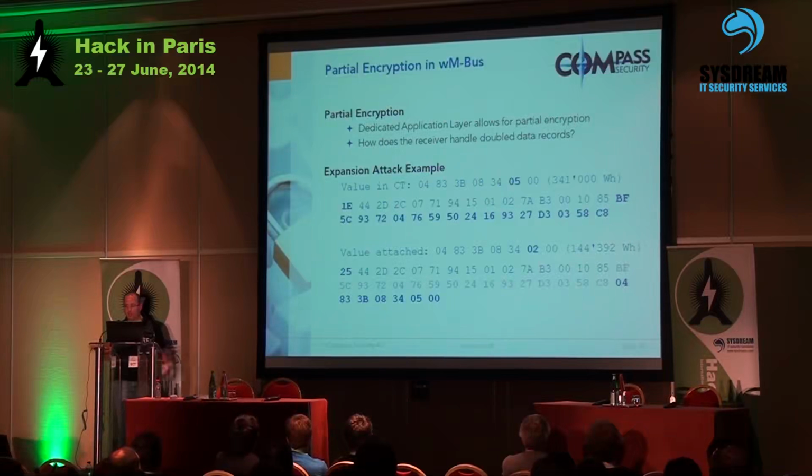So now it basically depends on what the developer did within the meter or within the collector. Whether they take the first value, which is encrypted, or whether they use the second value, which is plain text, in their algorithm. So I took basically the plain text and appended it to the encrypted part.